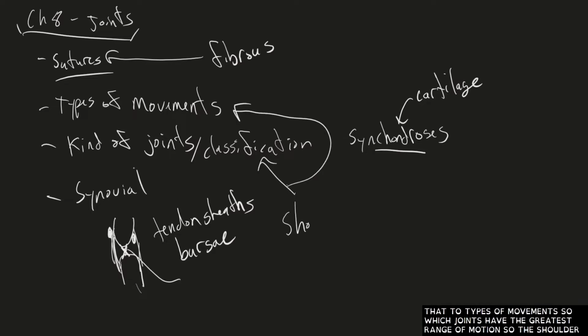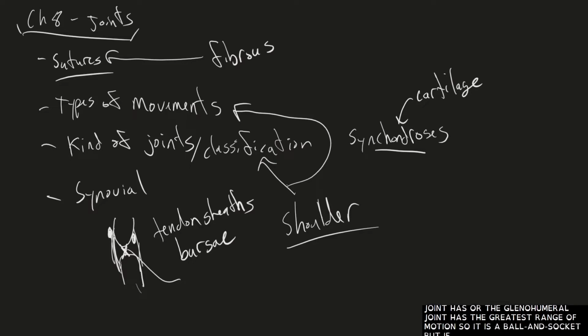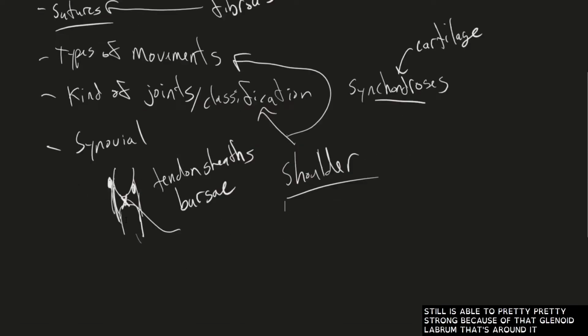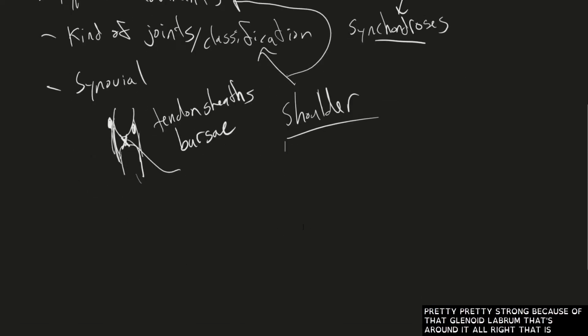The shoulder joint, or the glenohumeral joint, has the greatest range of motion. It is a ball and socket, but it's not a deep ball and socket. It has that glenoid labrum, which helps hold it in place, but it's very movable. It has the widest range of motion, but it still is pretty strong because of that glenoid labrum around it. All right, that is pretty much chapter 8.